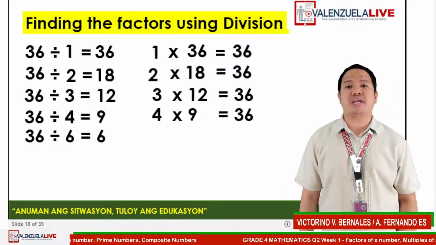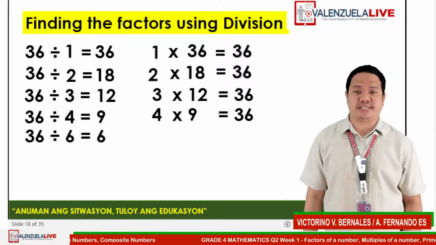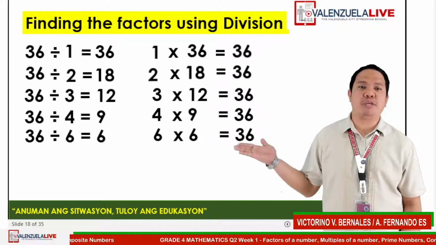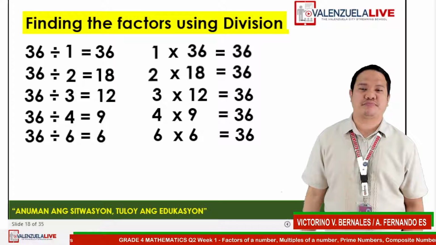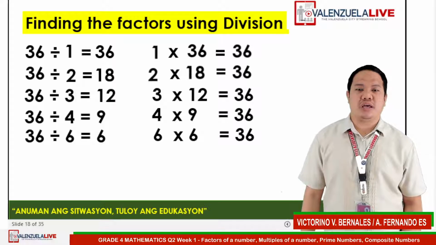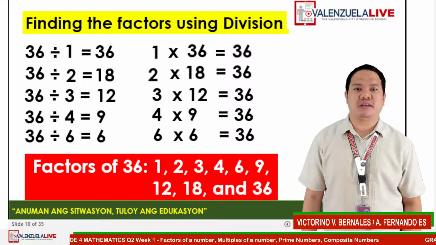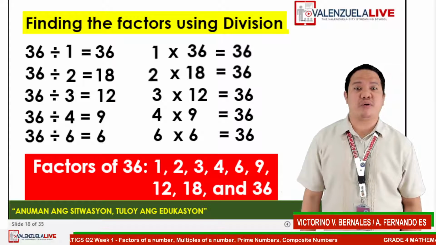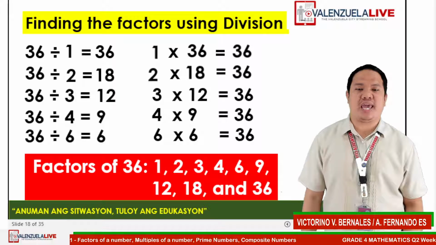Now, let's try to divide 36 by 6. The answer is 6. And so we have 6 multiplied by 6 is also equal to 36. Divide 36 by 7. We can see remainder.